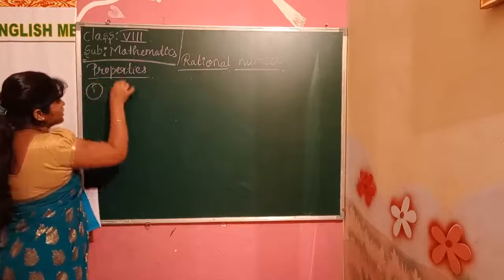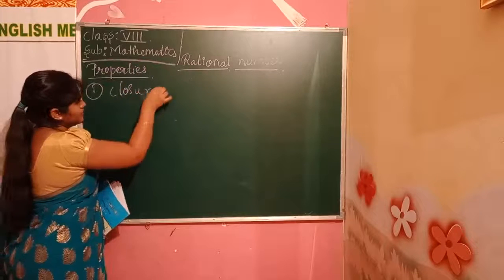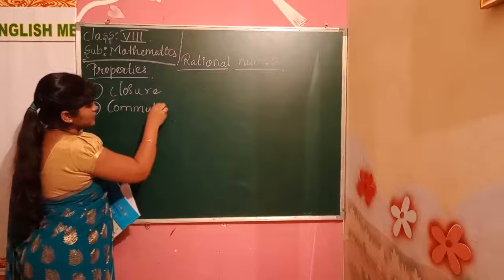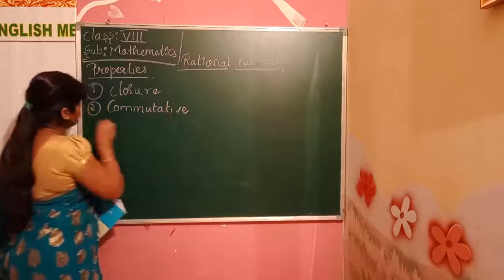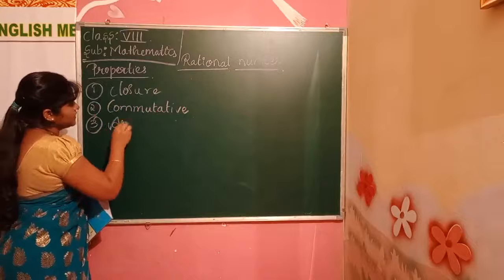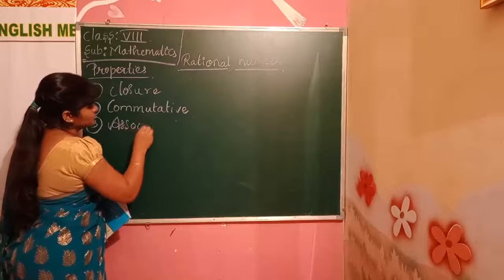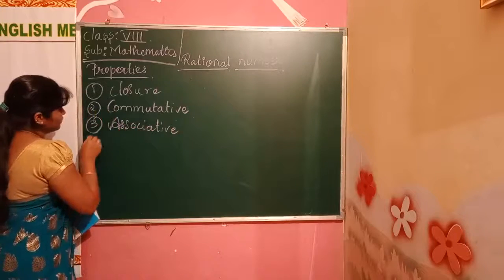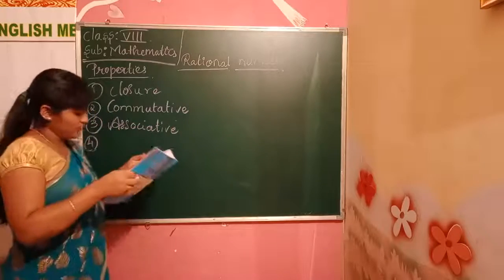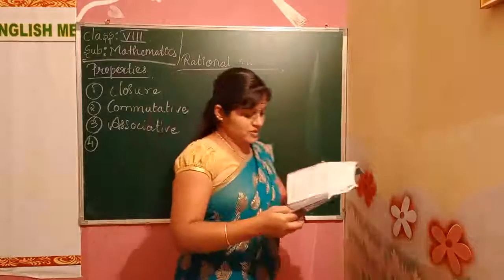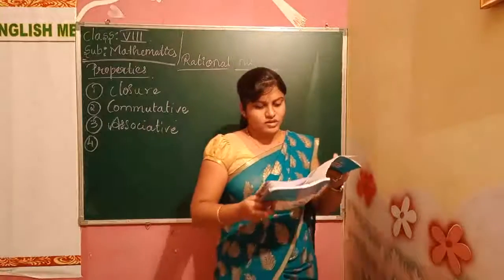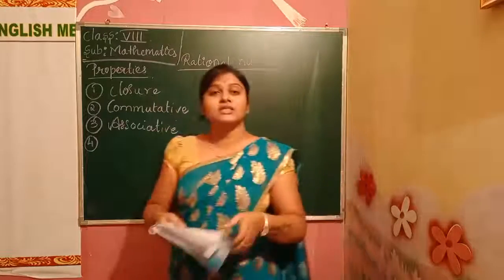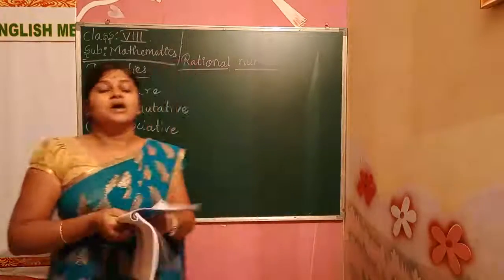The first property is the closure property. The second one is the commutative property. The third one is the associative property. Which is the fourth property, children? We did only commutative, associative, and the closure property. The next property is the role of 0.